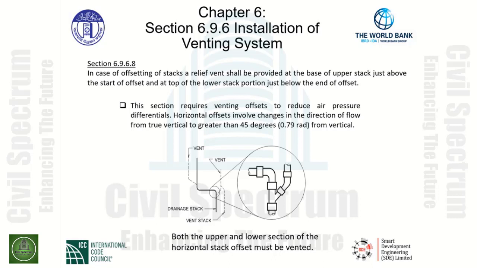When we have horizontal offsets involving changes in the direction of flow from true vertical to greater than 45 degrees from vertical, we have a situation as indicated in the graphic. If we have a horizontal offset, we remember the definition of horizontal pipe. In this case, where we have a drainage stack and I have a horizontal offset, both the upper and lower section of the horizontal stack offset must be vented.